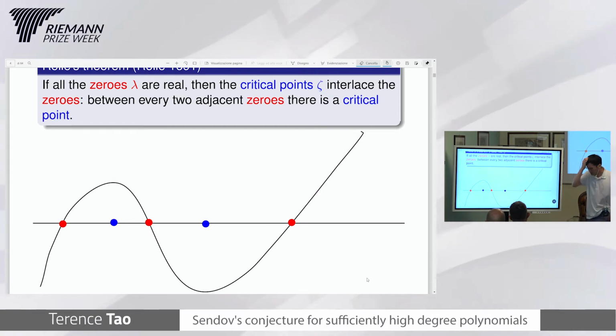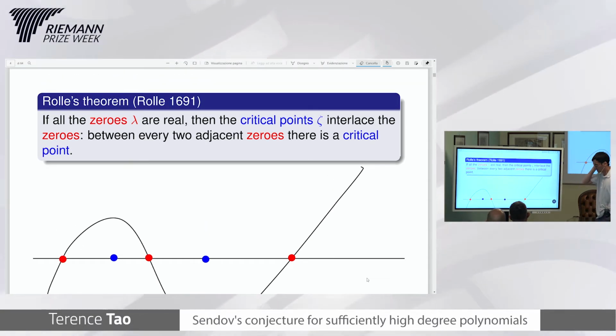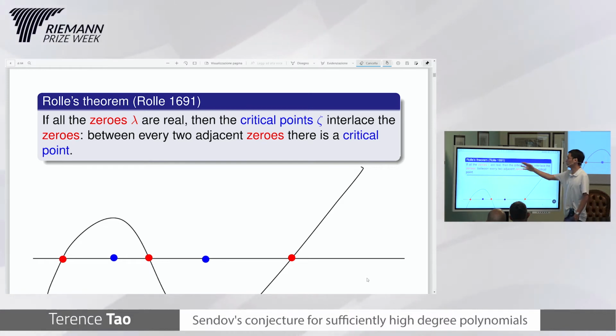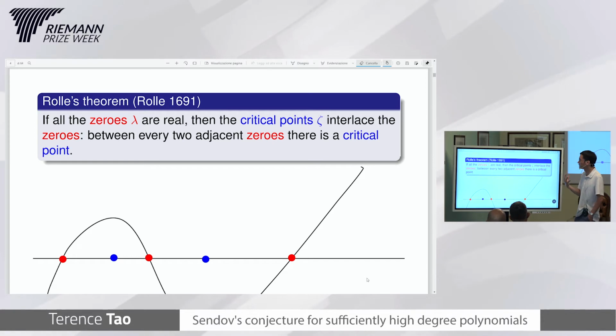Okay, so what do we know about the zeros and critical points? There are many classical results. The oldest one, which you should all have learned as an undergraduate, is Rolle's theorem. In the case where all the zeros are real, we have a very simple theorem: if all the zeros are real, then the critical points interlace the zeros.